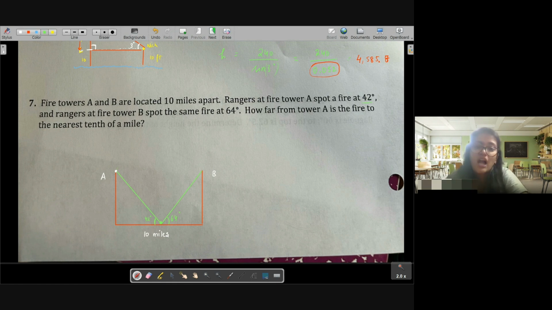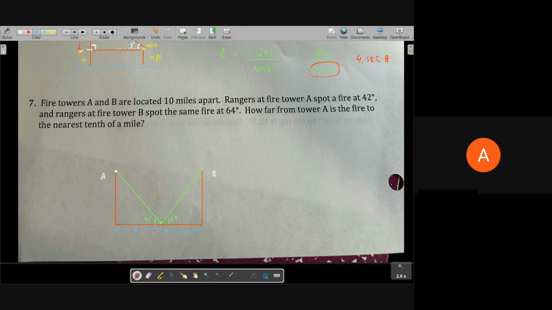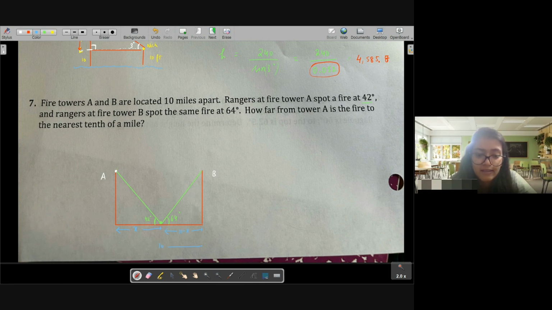Okay, so we have to find out how far from tower A, this distance. Let's call it X. This total distance is 10 miles. So this is X, so this will be 10 minus X. Wait, why would the other one be 10 minus x? Because the total distance is 10 miles. So this much is X, and the remaining will be 10 minus X. Okay.